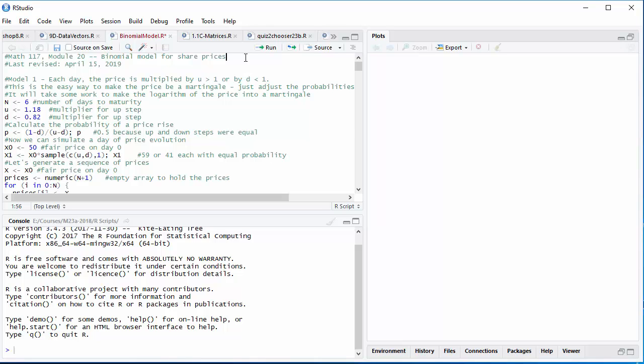Greetings, it's Paul Bamberg. I still haven't quite recovered from a bad cold, but I'm going to do my best to narrate this R script that shows how to implement a binomial model for evolution of share prices.